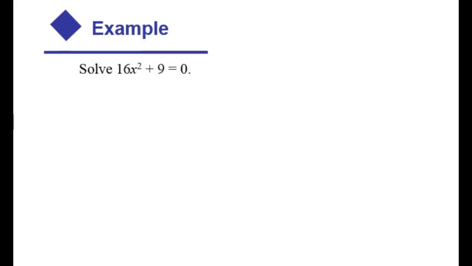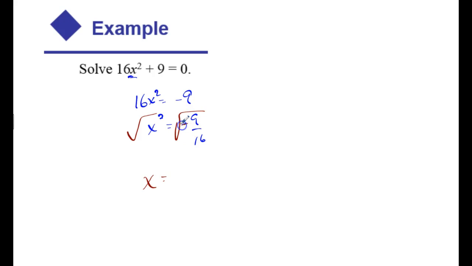For this one, I look for a greatest common factor. And after I decide that there is no GCF to factor out, then I'll go ahead and isolate the x, getting the x term all by itself. -9, dividing through by 16, and taking the square root of both sides. So remember, every time you write the square root, you get 2 answers.